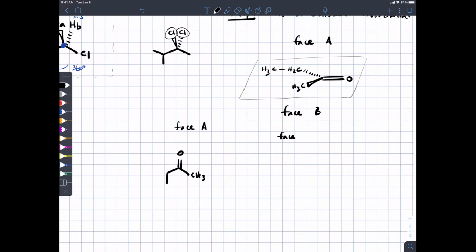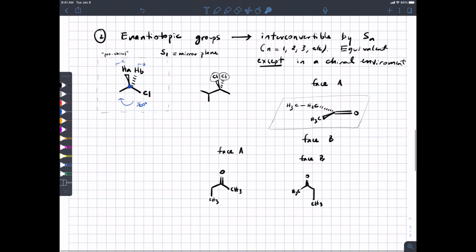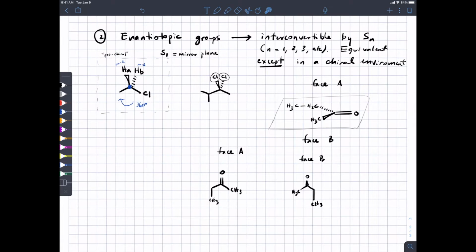Face B, on the other hand, if we looked from underneath this plane, this is what we would see. I'm not getting emotional again. I'm just still recovering. They're mirror images of each other, okay? And they're identical except in a chiral environment. Same argument we used before for the enantiotopic groups.